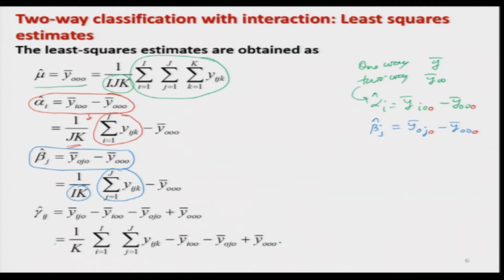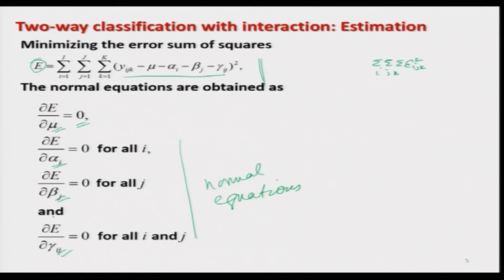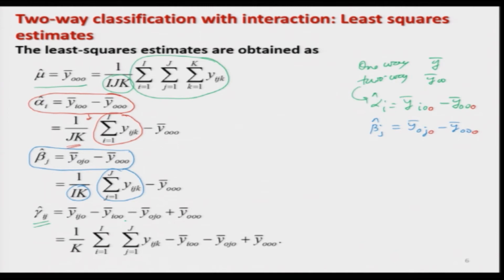Now, similarly, you can obtain the estimate of gamma I j as gamma I j hat. This estimate is obtained by solving the normal equation, which is obtained after partially differentiating the error sum of squares E, putting it equal to 0 and solving it. You will get this estimate: y bar I j naught minus y bar I double naught minus y bar naught j naught plus y bar triple naught. Here, y bar I j naught is defined as the summation over k of y I j k divided by the number of observations in the remaining subscript, which is k. So, this becomes 1 upon k.